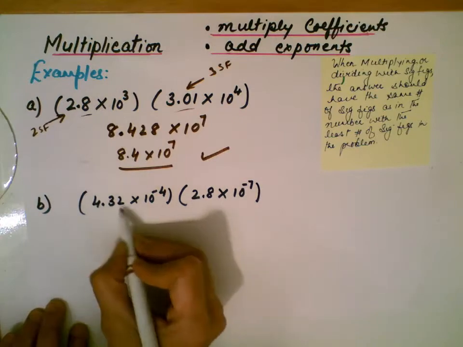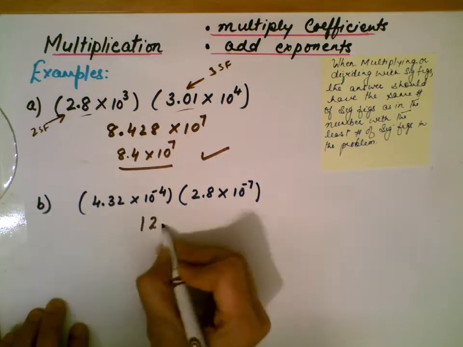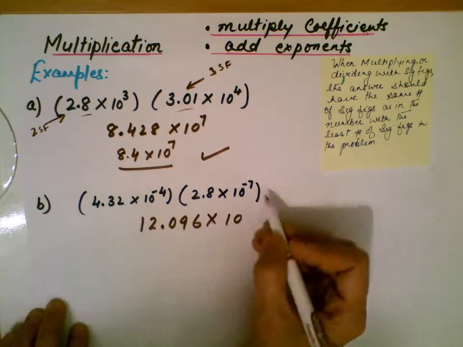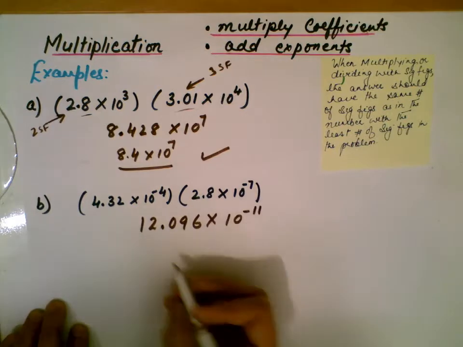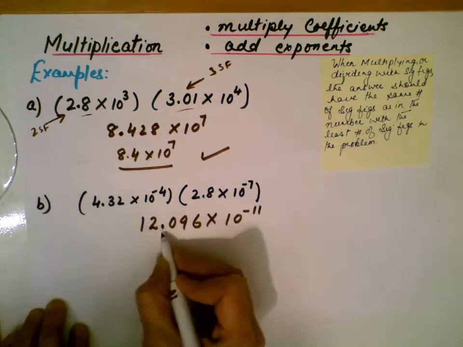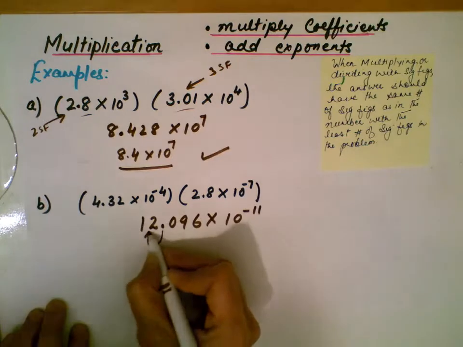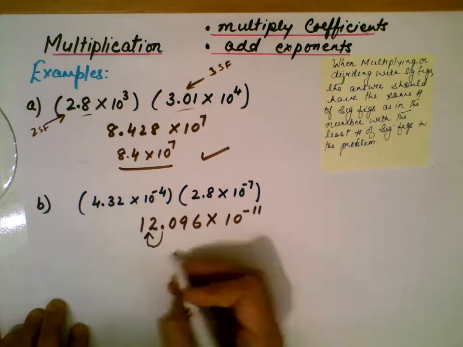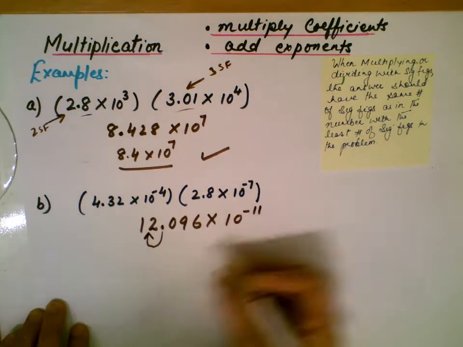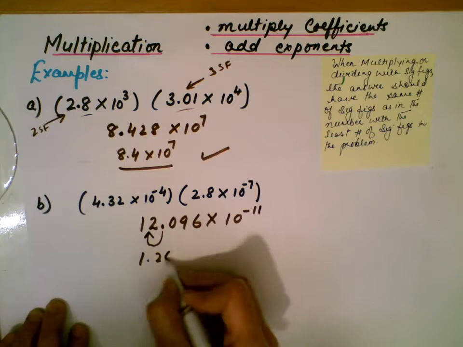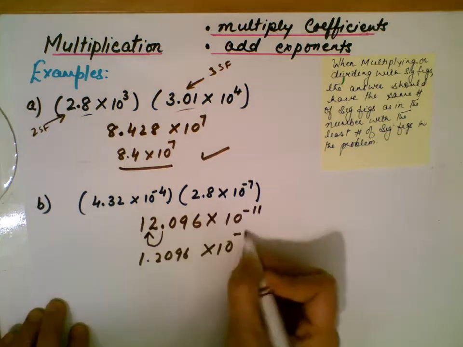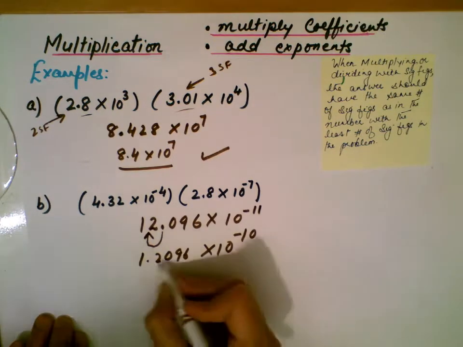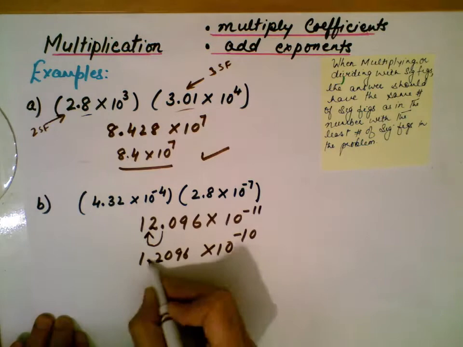Now do the same thing. Multiply the coefficients and you are going to get 12.096, and you are adding the exponents. Negative 4 and negative 7 will be negative 11. This is not the correct scientific notation. You're going to fix it by moving the decimal to the left, and when you move the decimal to the left, you add. So you add 1 to this exponent, and negative 11 plus 1 will give you negative 10. Okay guys? So this is now correct scientific notation.